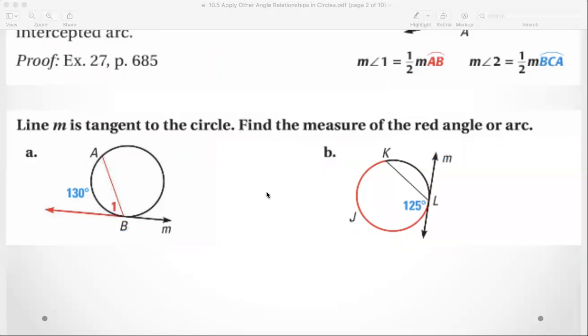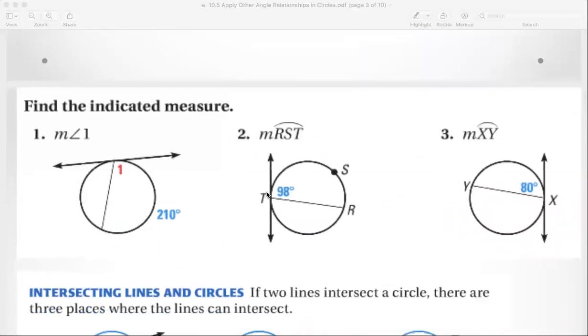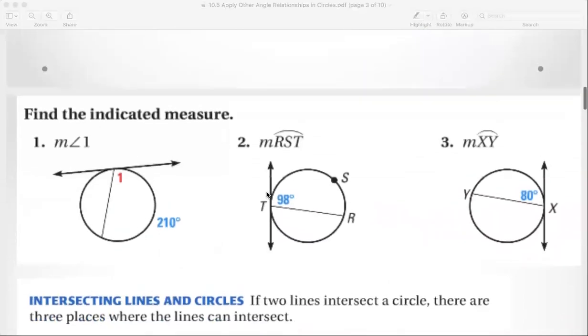All right, let's get to our next example. Pause it here and try these three, and then push play when you're ready. All right, guys, welcome back. Long time no see. They want the measure of angle 1. If the major arc here is 210, and I'm calling it major because it's clearly bigger than 180, then angle 1 would be half of that, so angle 1 would be 105. I could get crazy and go to the other side, but there's no need to. You didn't ask me to.